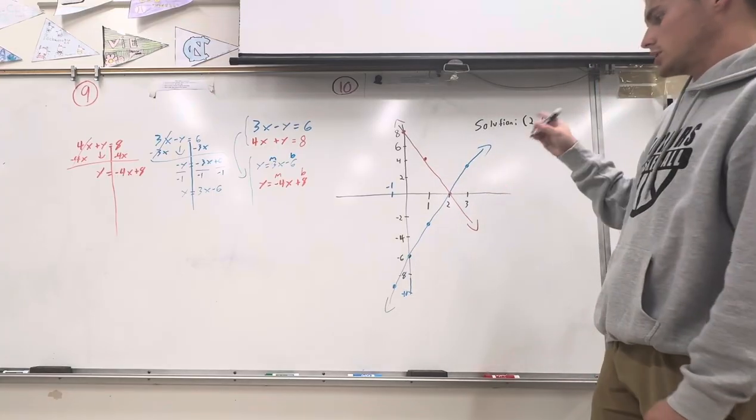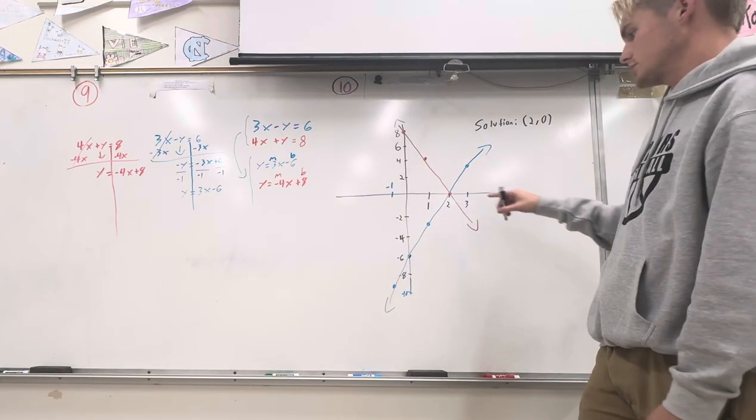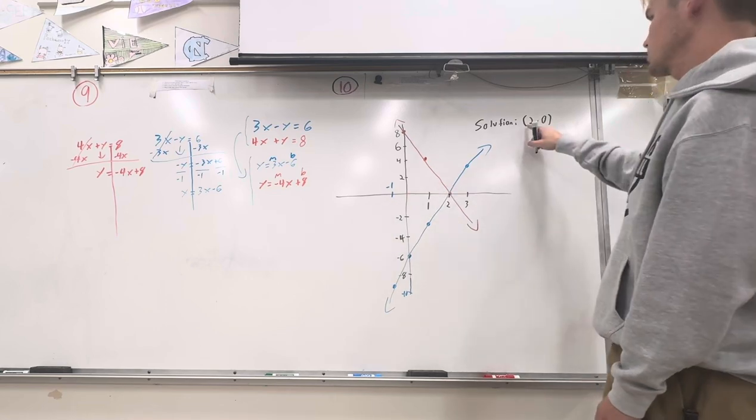Remember, when you're writing a coordinate, you write the x first and then the y second. So it's at the x value 2, the y value 0, so we write the solution as 2, 0.